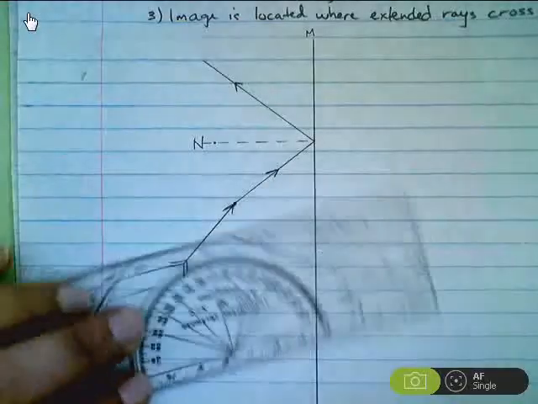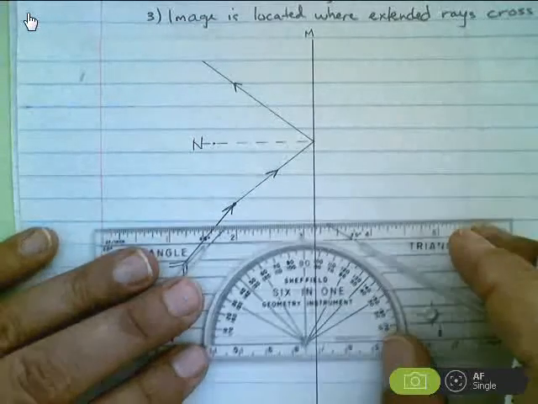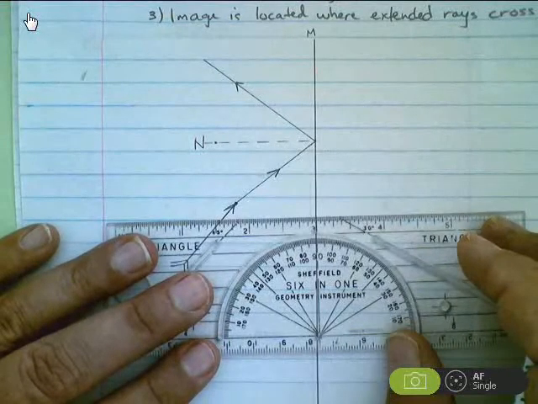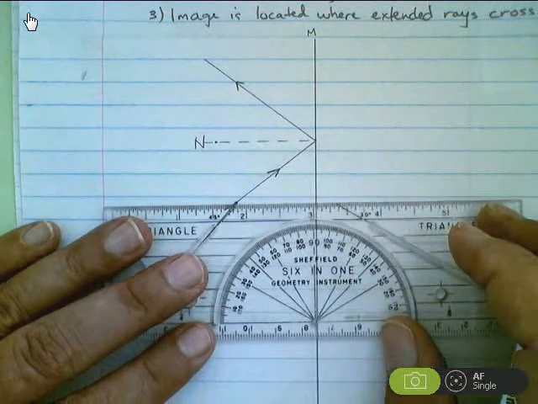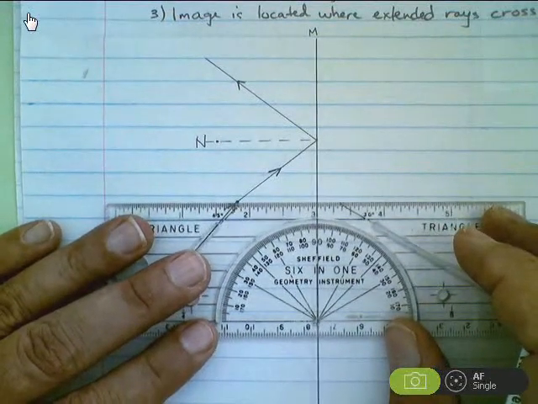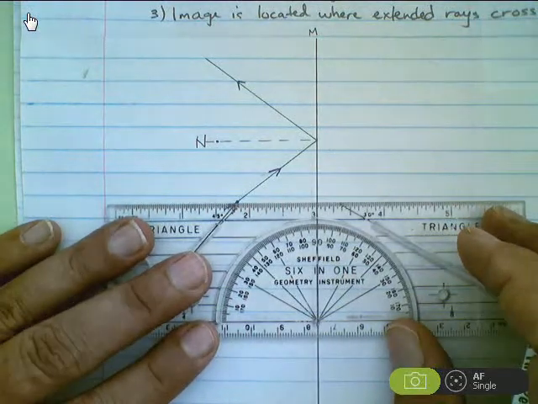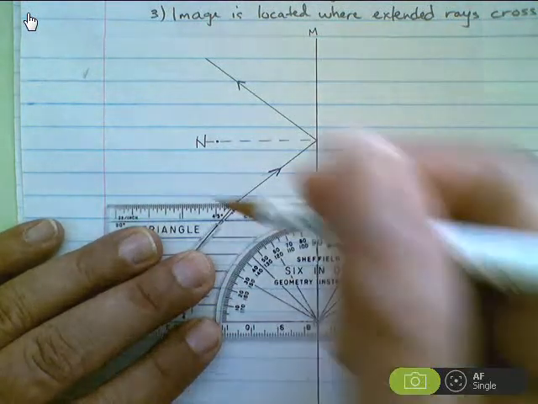So what we can do is take the 90-degree line on our protractor, put it right on our mirror, and then we're going to slide this up until I reach that dot. Get everything nicely aligned. Precision matters in these ray diagrams.